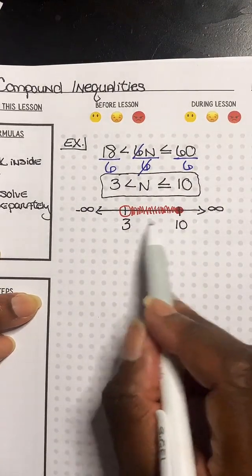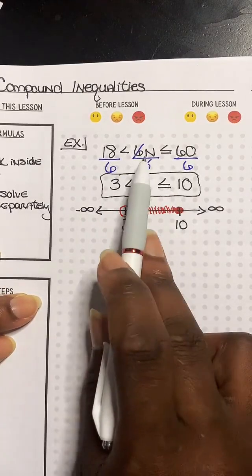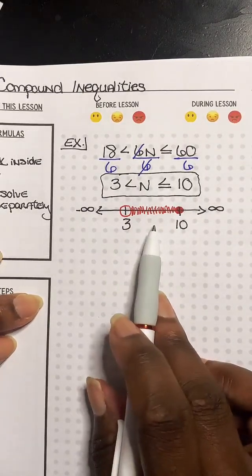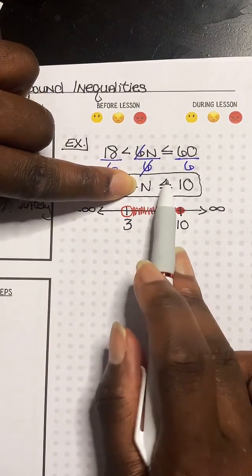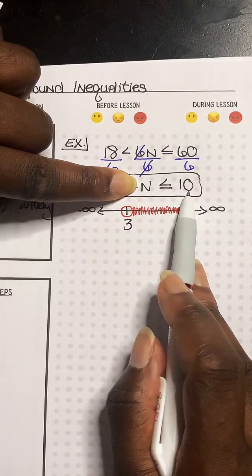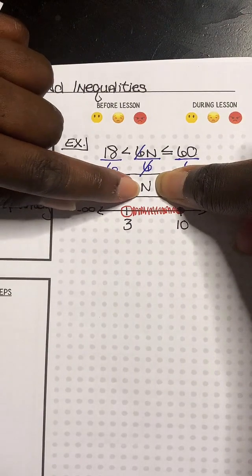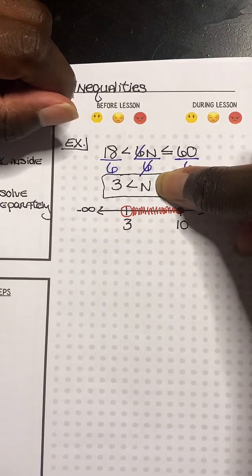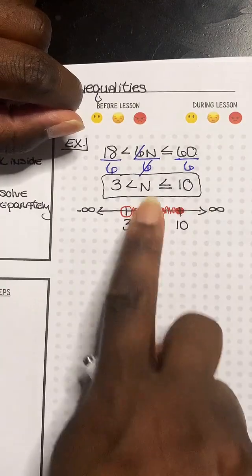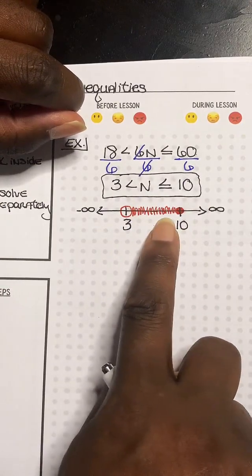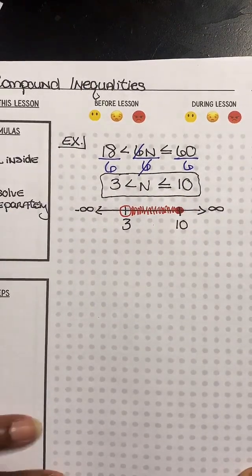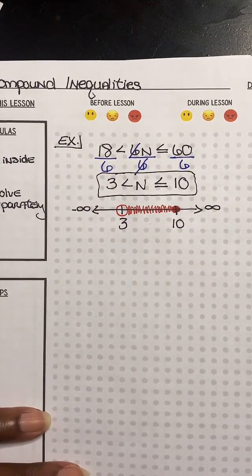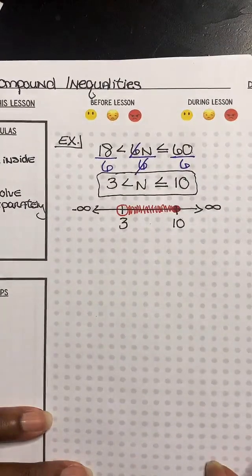Okay? I can pick any number between 3 and 7, plug it in, and it will give me a true statement. Like if I plugged in 5. All right? 5 is less than or equal to 10. That's a true statement. 3 is less than 5. That's a true statement. So that number 5, which is somewhere in my shaded region, satisfied both of my inequalities. Okay, that satisfied both my inequalities.